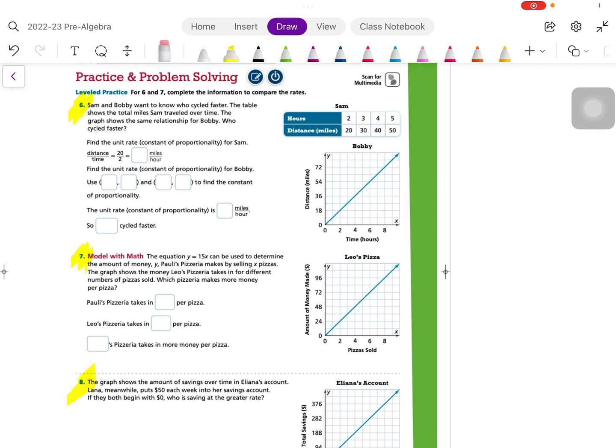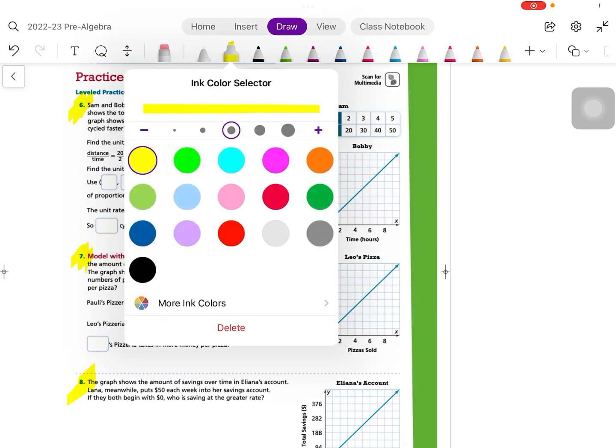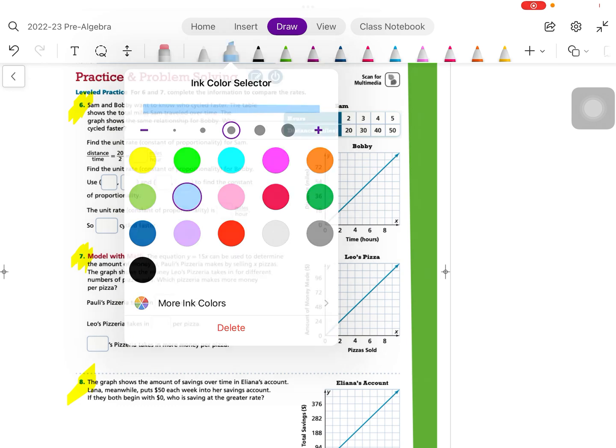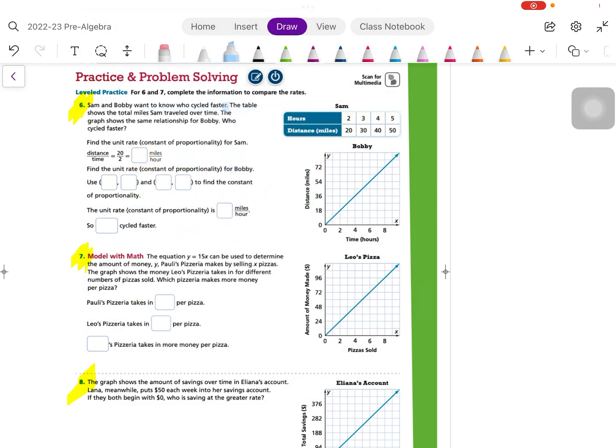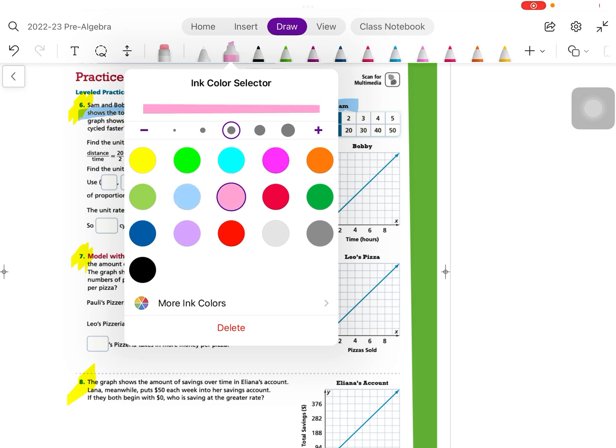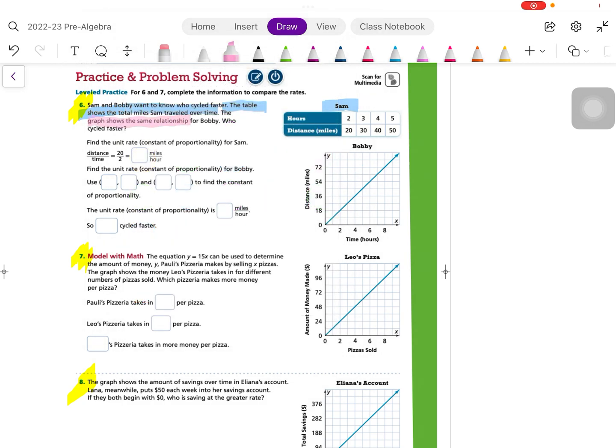So problem 6 says Sam and Bobby want to know who cycled faster. The table shows the total miles that Sam traveled over time. The graph shows the same relationship for Bobby. Who cycled faster? So the first thing I want to remind you, yesterday we were talking about the different ways we can compare proportional relationships. So here we have a table that shows the number of miles that Sam traveled over time. And then we also have a graph that shows the same relationship for Bobby. So those are our two different representations.